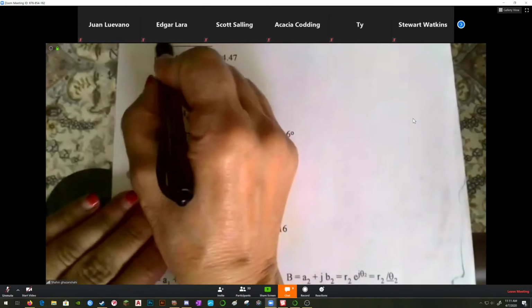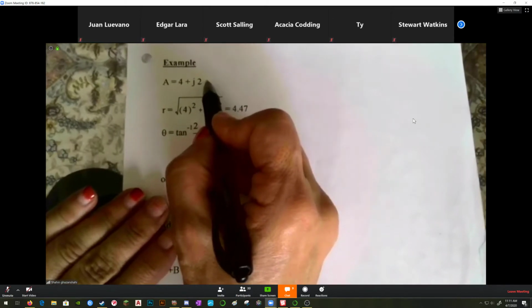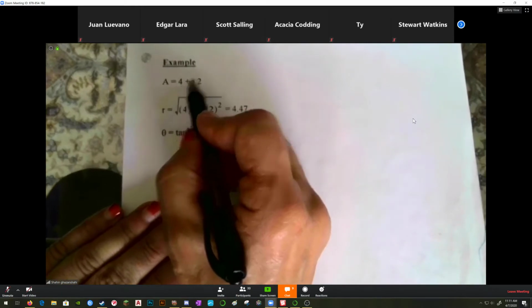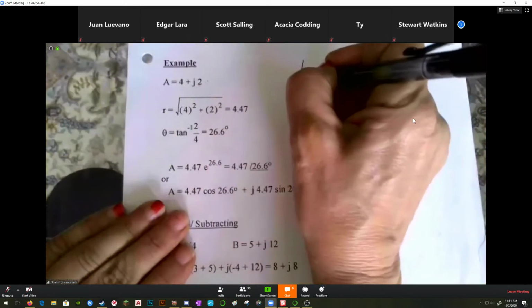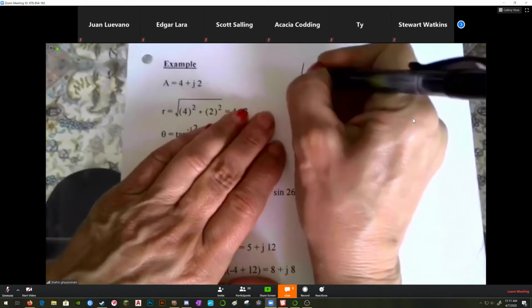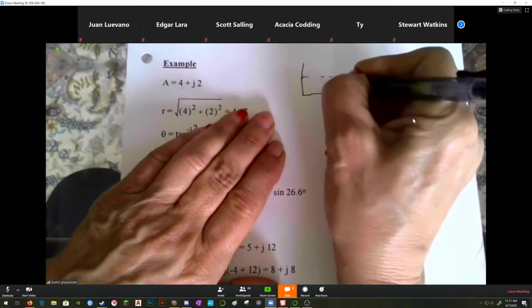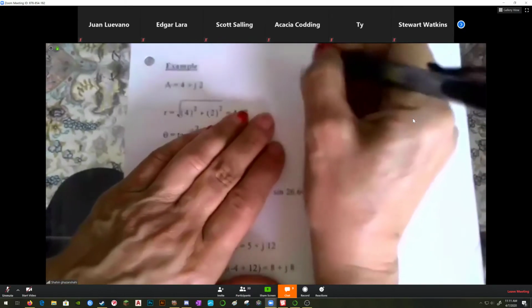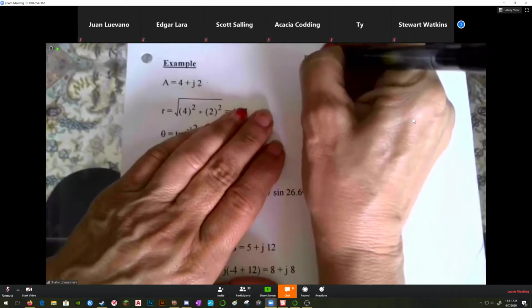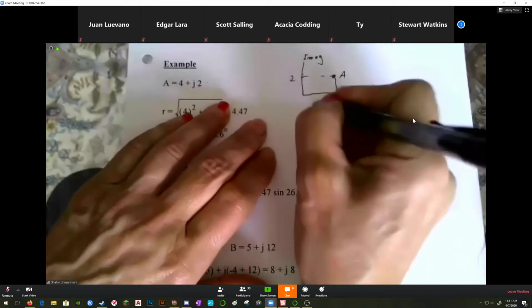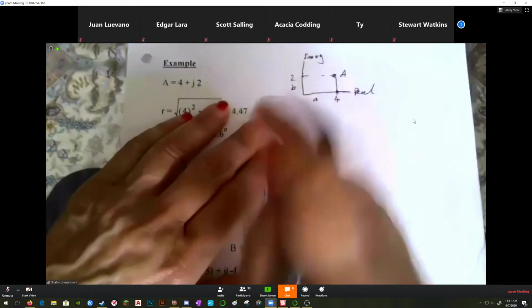Okay, let's consider this point. Say A is given as 4 plus 2j. So how much is the real value? 4, correct? How much is imaginary? 2. So if I want to show this, it's 4 here, 2 here. So this is going to be your number A. This is the real axis. This is what? Imaginary axis. So this is 2, this is 4, correct? That's A, that's B.